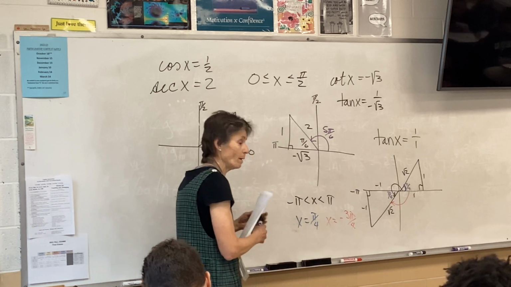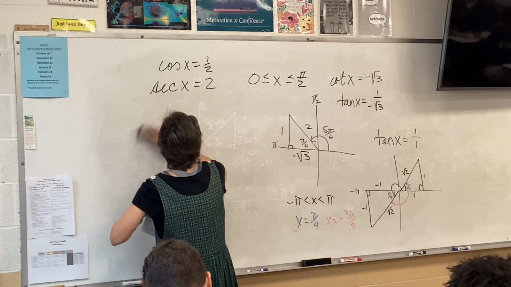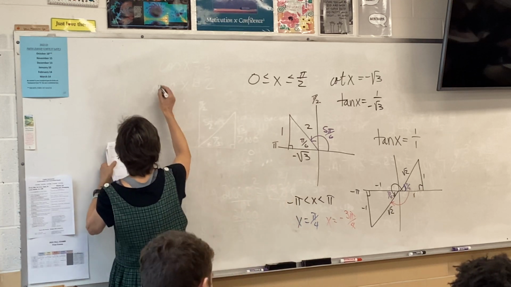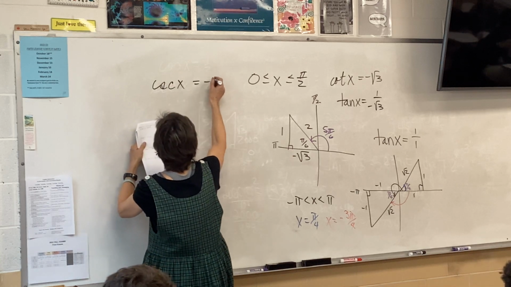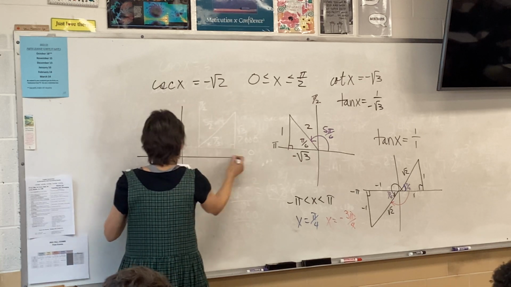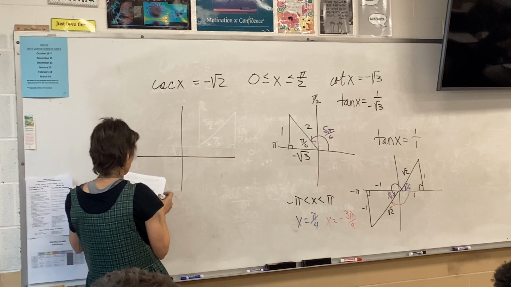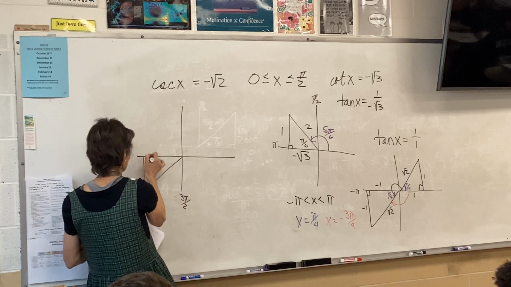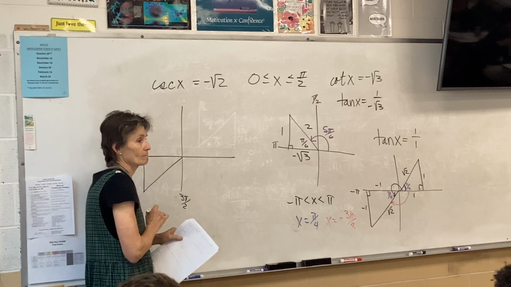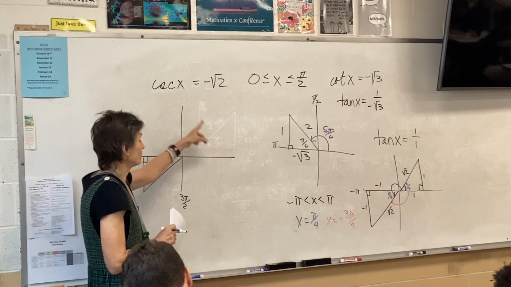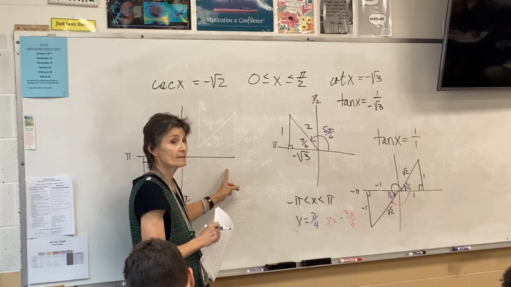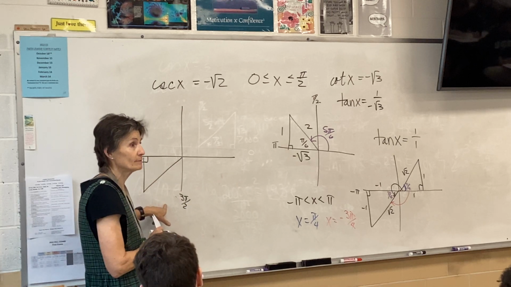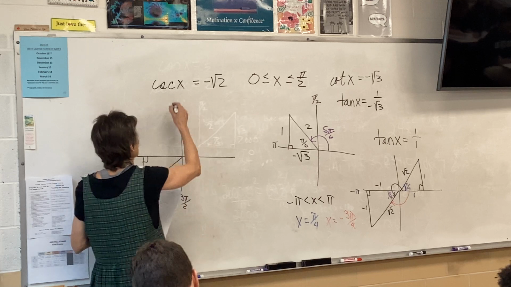All right. One more with no calculator. Cosecant is negative √2. And where am I looking? Between pi and 3 pi over 2. So right here. Remember, what's a full revolution? All the way around is 2 pi. So here's 1 pi, and this is pi and a half. So I'm looking in this quadrant.